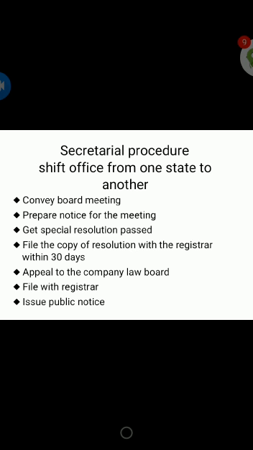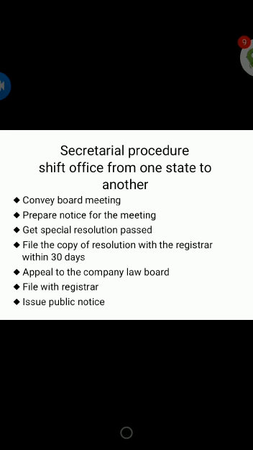The next is you are going to prepare the notice of the meeting and send it to all the members, at least 21 days before the meeting. Notice must also be given to all the parties who are interested and likely to be affected by the proposed shift. The next is you are going to pass the special resolution in the extraordinary general meeting. Then you file a copy of the resolution with the registrar within 30 days.